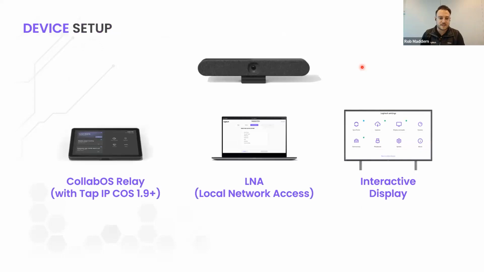So as you can see here, just to reiterate, we can use our relay with Tap IP if you're using CollabOS 1.9 and above, so that means that we can do Bluetooth pairing if we do have a Tap IP and then provision the device. We can use that local network access via our browser, as I just spoke about. And third, the other option as well is if we do have an interactive display, then we can actually use that as our interface to manage the device as well. So 3 options there. And as I said, I think that we found that the remote control is probably not necessary when we have all these options available to us instead.